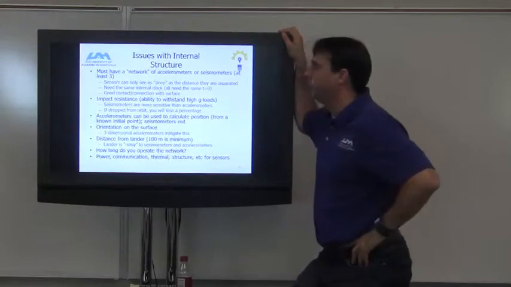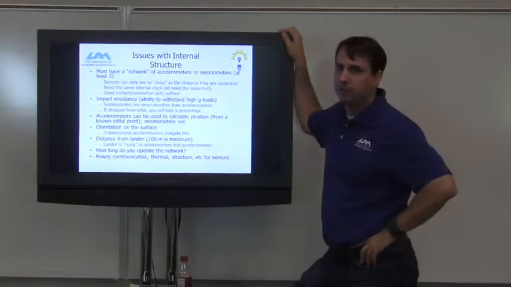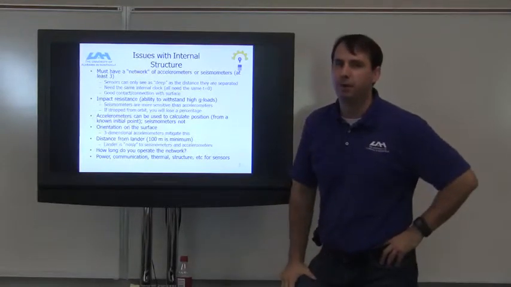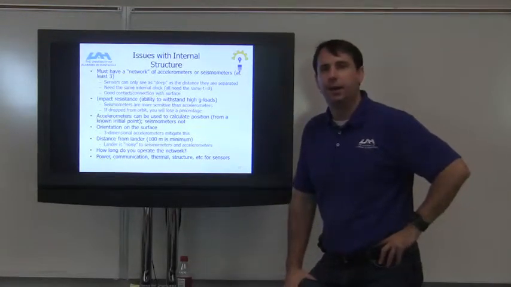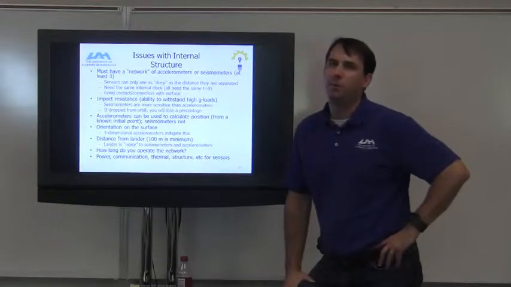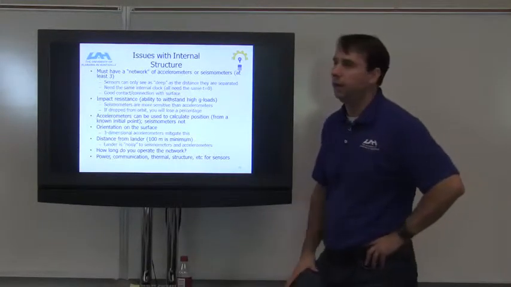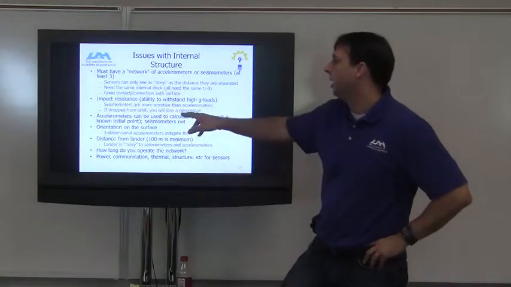The issues with internal structure: seismometers, like I said before, are not known for being robust. They're like mass spectrometers. They're very dainty devices. Seismometers might be a little bit more robust than a mass spec, but you're not going to be able to drop it from orbit, okay? If you hit the ground way too hard.